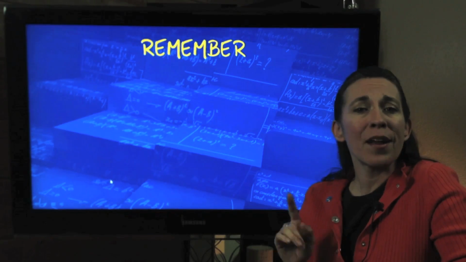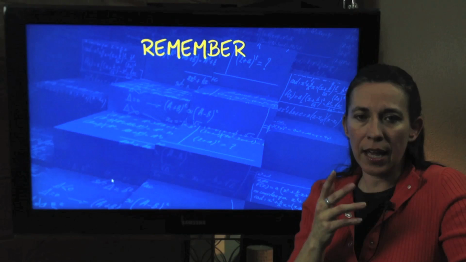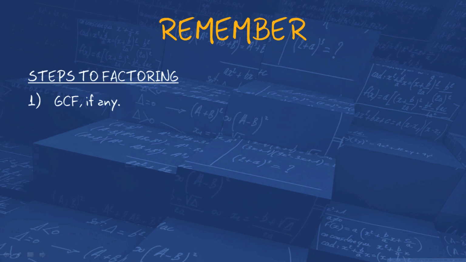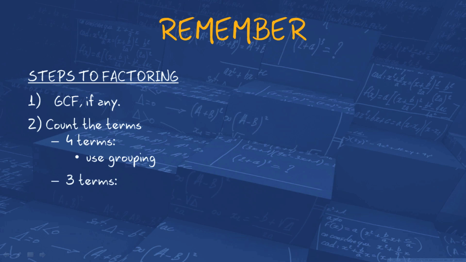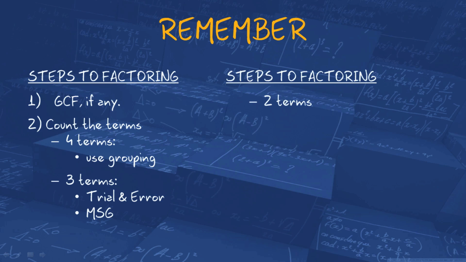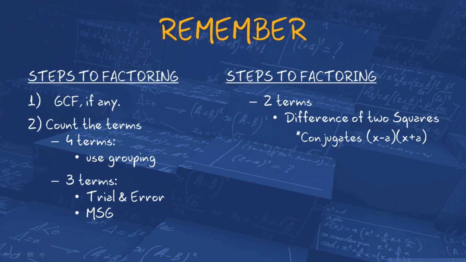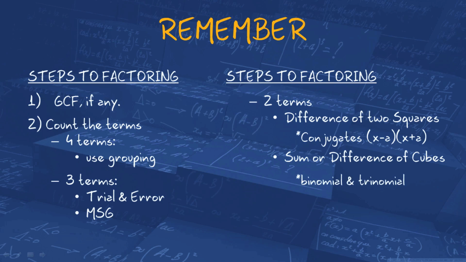So a few things to remember again about factoring. Let's sum everything together. First of all, look for GCF. May have one, may not, but you have to take it out if there is one. Also count your terms. If you have 4 terms, then we can factor by grouping. If there's 3 terms, we can use trial and error or the multiply, split, and group method. 2 terms, now we've got 2 things to look for. Either a difference of 2 squares, which means we'll use conjugates, x minus a, x plus a, or we can have the sum or difference of cubes, which means we're going to use a binomial and a trinomial, SOAP for our signs, and then we do the drop, the square, and the multiply.